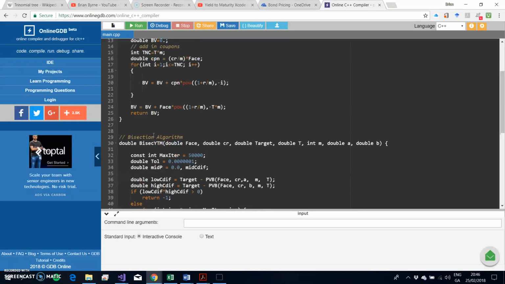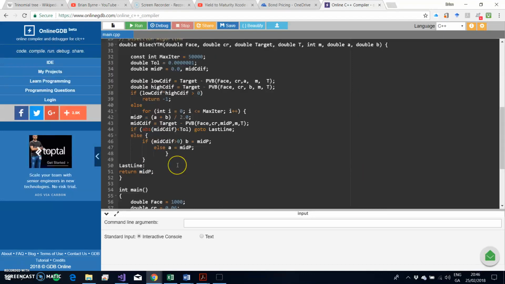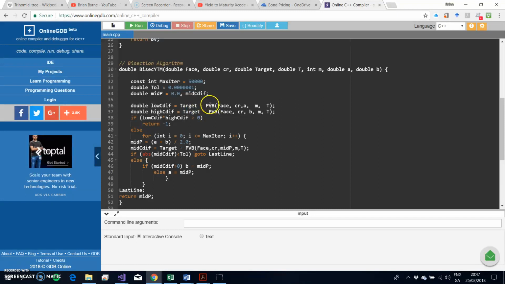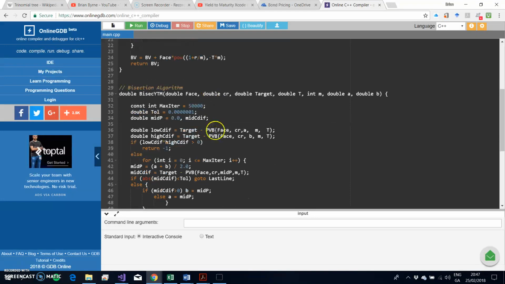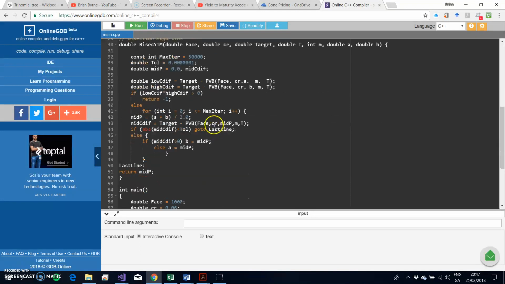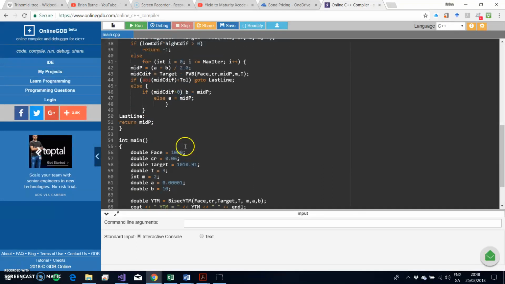And then in the second part of the code, we invoke this PVB function to estimate the PVB again. So we invoke the code up here, the present value of bond function, where we discern the face, the coupon rate, the discount rate, the periodicity of the coupon payment, and the maturity of the bond. That function is called here. And then in a bisection function, we then go on and estimate the yield to maturity.